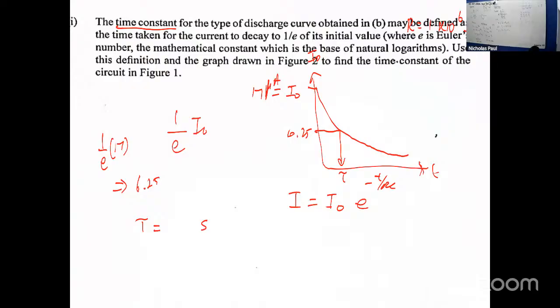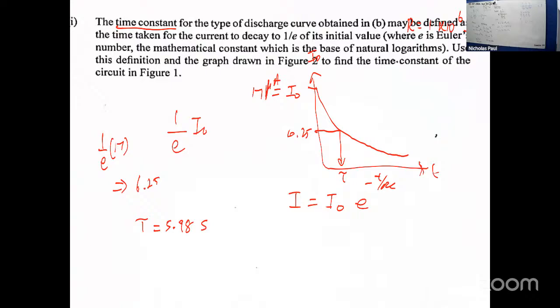6.25 on the y-axis. What's the x-axis value? 5.98. Time is 5.98. Remember those values are in micro. Anyway, that doesn't matter. What do you get for time? 5.98. Nice. Use the graph to find that.